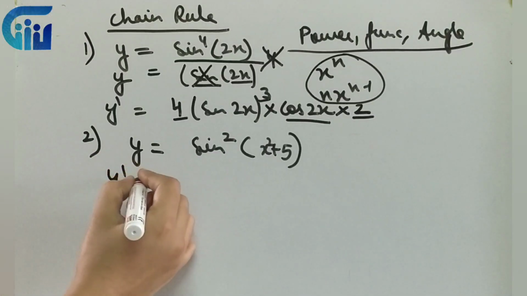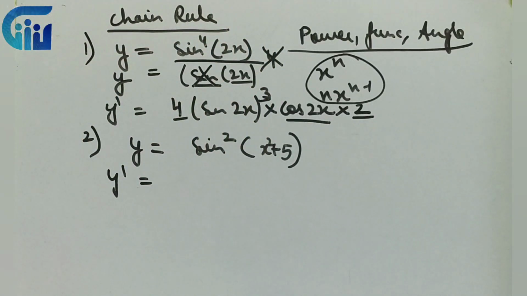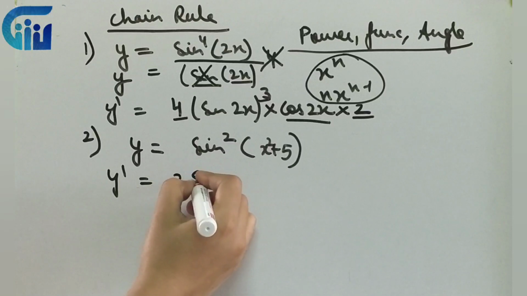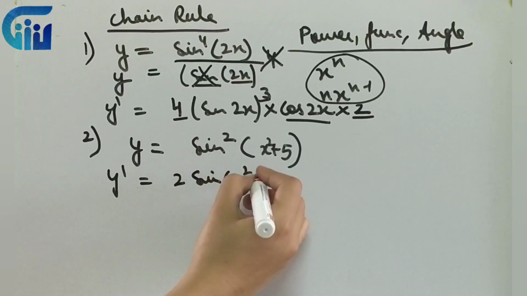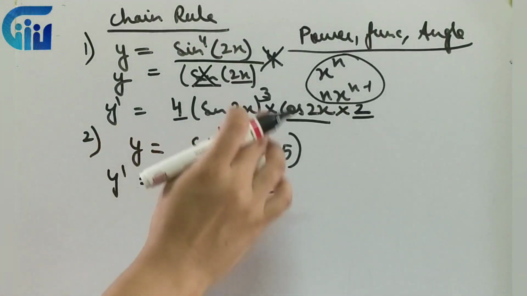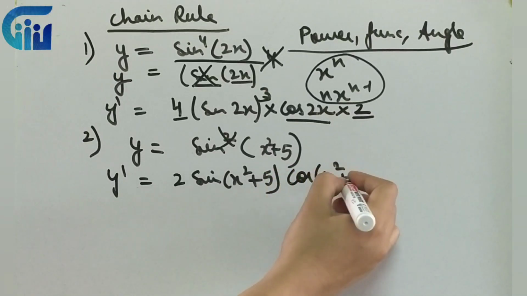So what I'll do? There's no need of always writing it in terms of whole power. If it is clear to you, then you can write directly. So we know whole power is there. So 2 sine x square plus 5. So I have differentiated the power, so I'll just cross it up. Then what is the angle? Sine. What is the function? Sine. So sine derivative is cos x square plus 5.